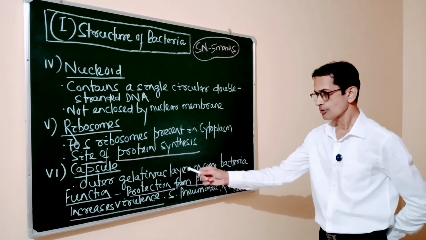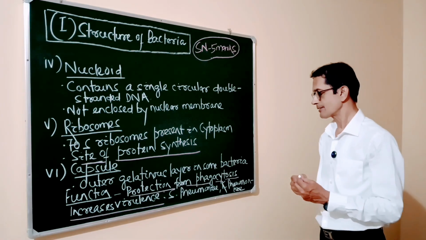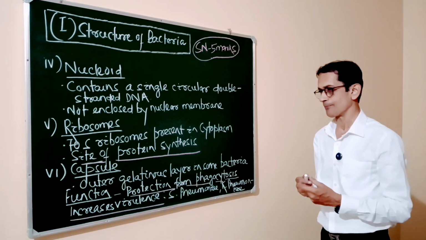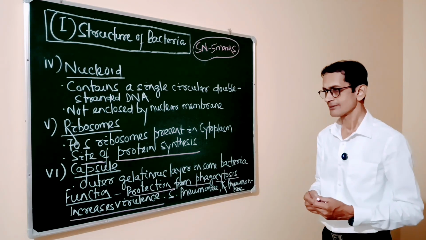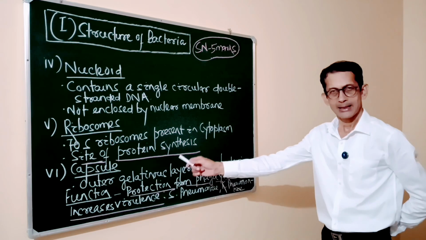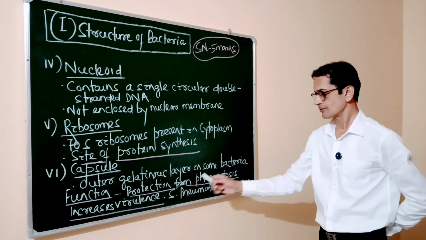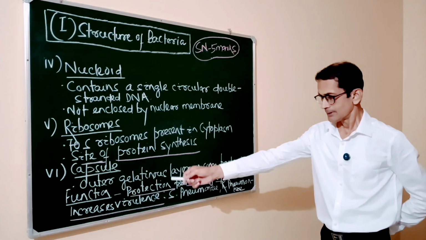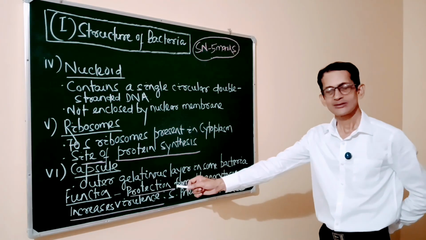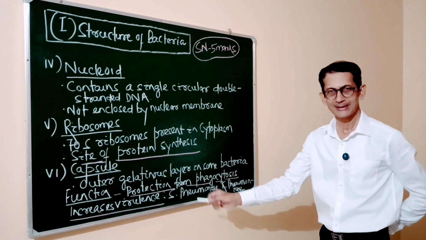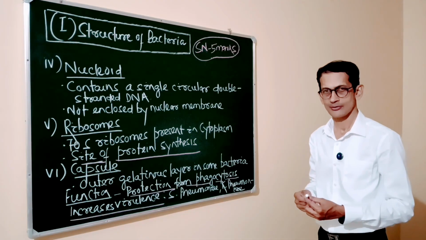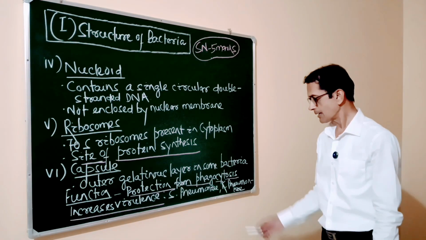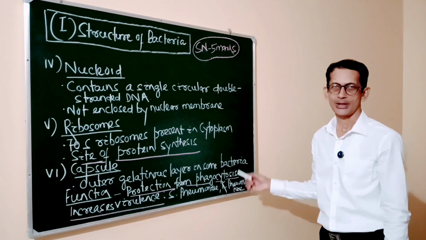Capsule, an outer gelatinous layer in some bacteria. Gelatinous, it's a kind of protein. Function of capsule: again underline, protection from phagocytosis, and the capsule increases virulence, meaning chances of infection. For example, Streptococcus pneumoniae and Klebsiella pneumoniae.